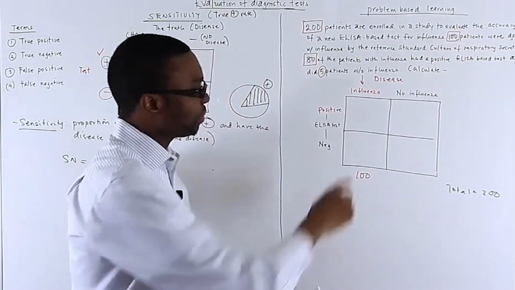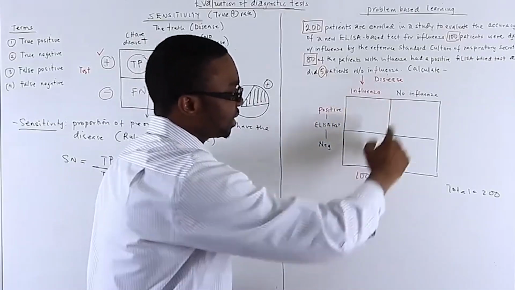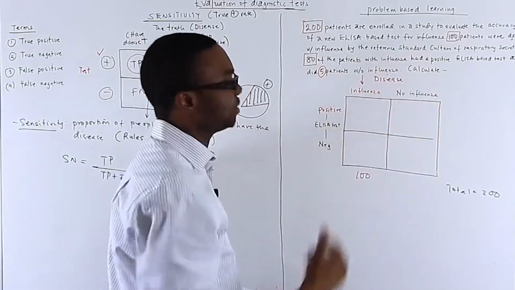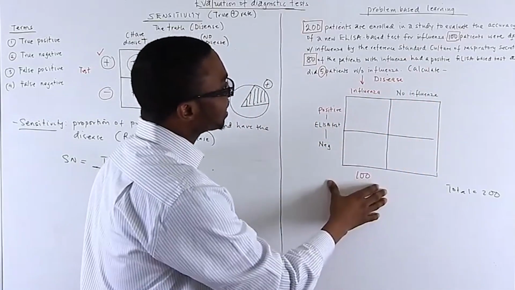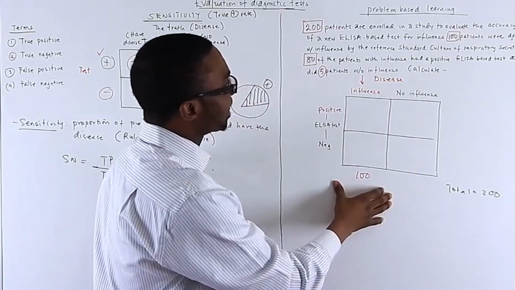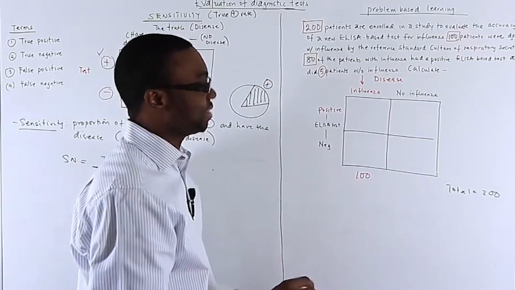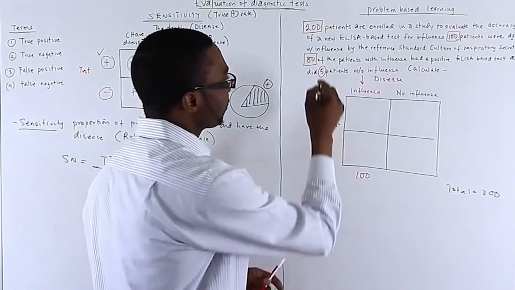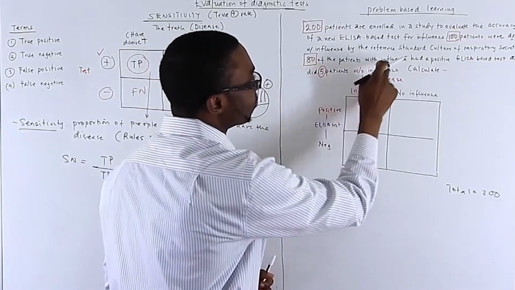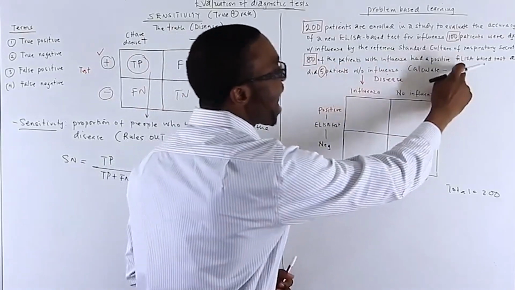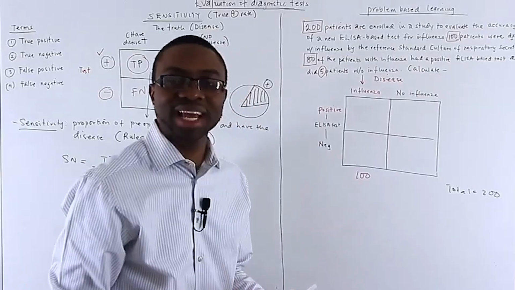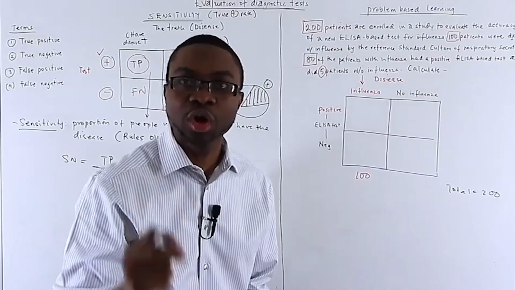Okay, that is the total number. This is the column for the disease. Remember, this is the column without the disease. So out of these 100 patients that were diagnosed with influenza, 80 patients, so read the questions very carefully, 80 of the patients with influenza had a positive test. What does that mean? That's the true definition of a true positive.